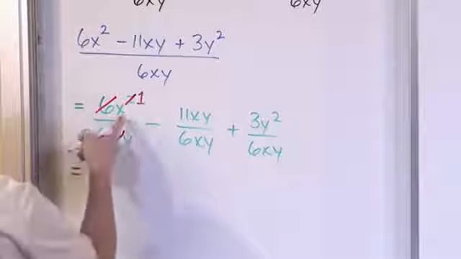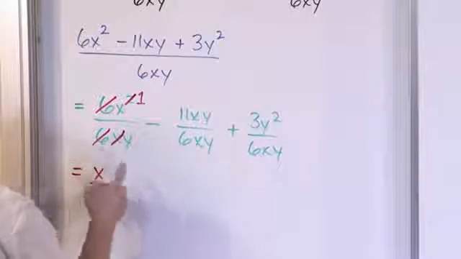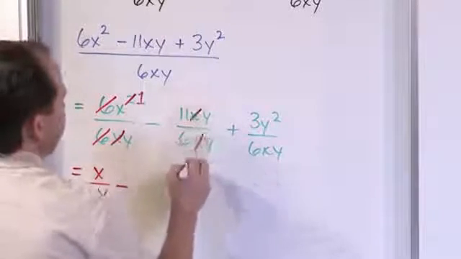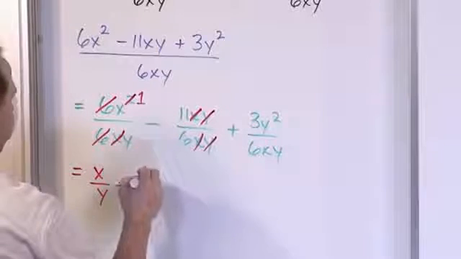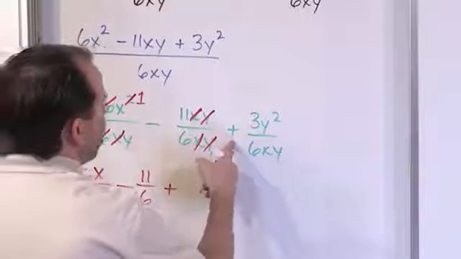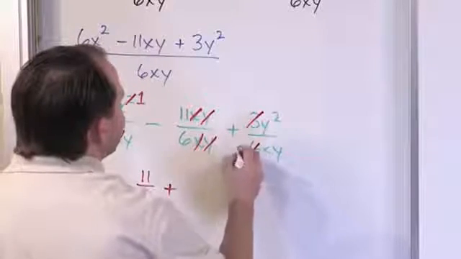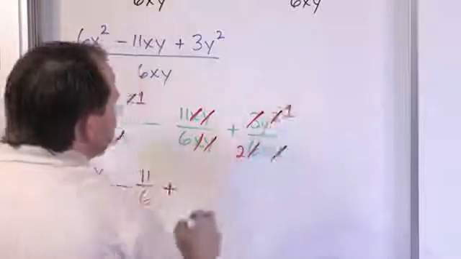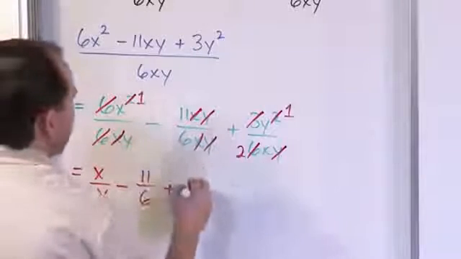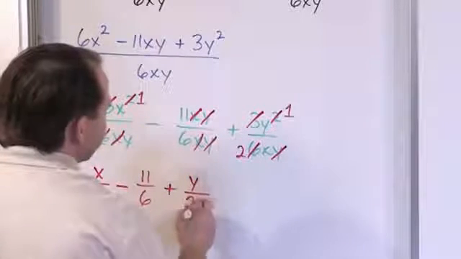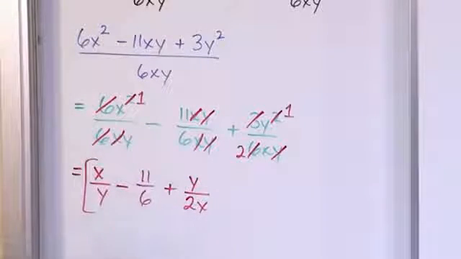So when we write our final answer, all we have in the top is x, and all we have on the bottom is y. We have a minus sign because of here. The x cancels with this x, the y cancels with this y, so the only thing we have left is 11 over 6. We can't really simplify that anymore. We have a plus sign from here. We'll divide the top by 3 and divide the bottom by 3. It gives us 2. And then this one y can cancel with one of these y's, leaving me one left over. So on the top, all I'm going to have is y to the first power, which I can just kind of erase and just have y. On the bottom, I'll just have 2x. And that is the final answer. So x divided by y minus 11 over 6 plus y over 2x.